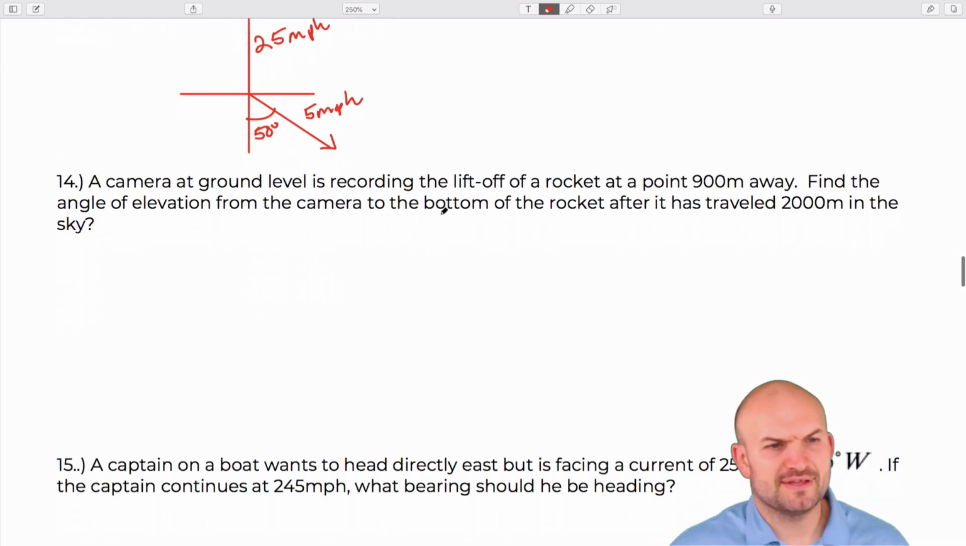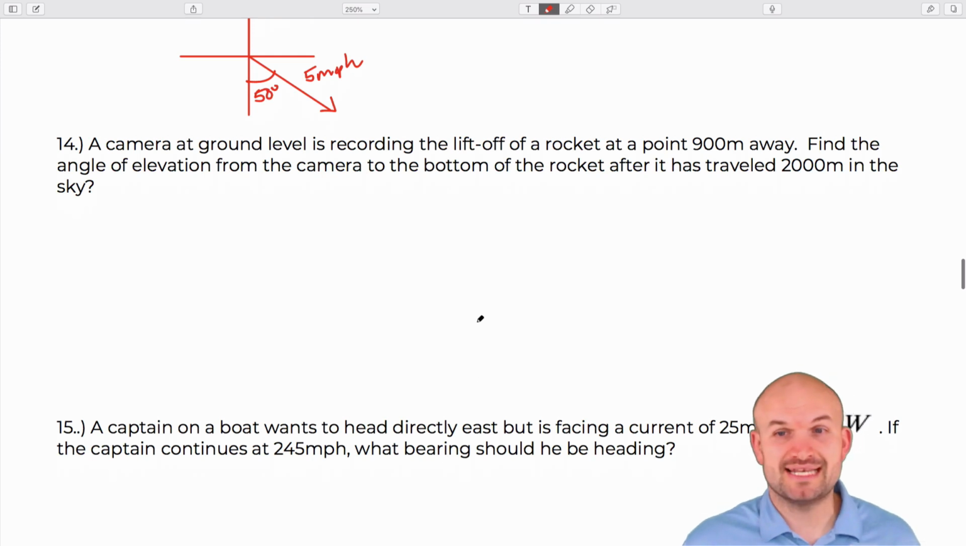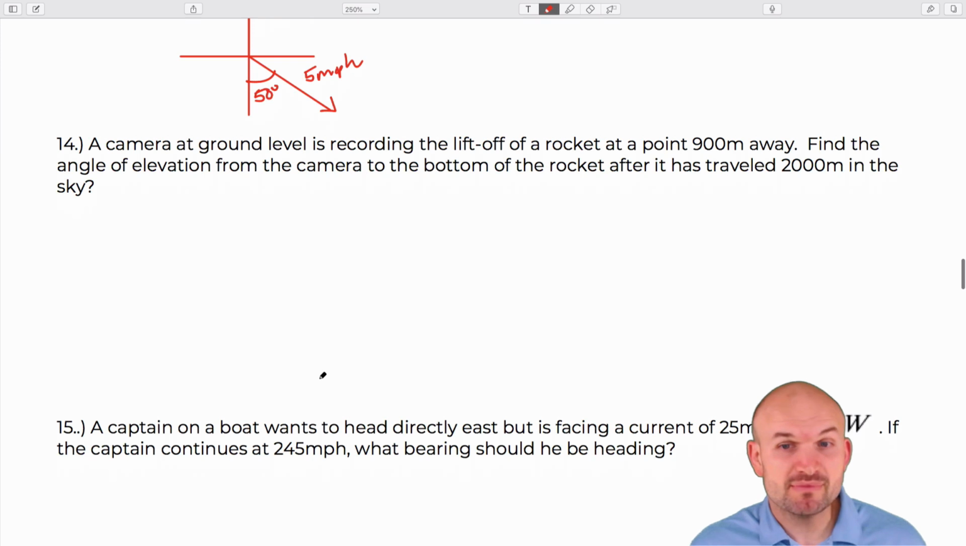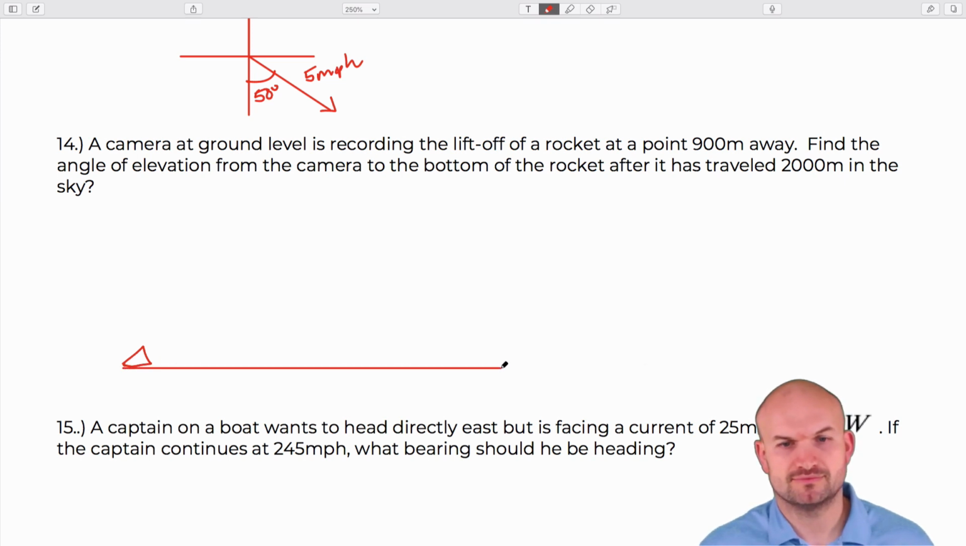All right, the next one, number 14, says a camera at ground level is recording the liftoff of a rocket 900 feet away. Find the angle of elevation from the camera to the bottom of the rocket after it has traveled 2,000 meters in the sky. So we have a camera. It's going to follow a rocket. It's 900 meters away. So, here's the rocket.